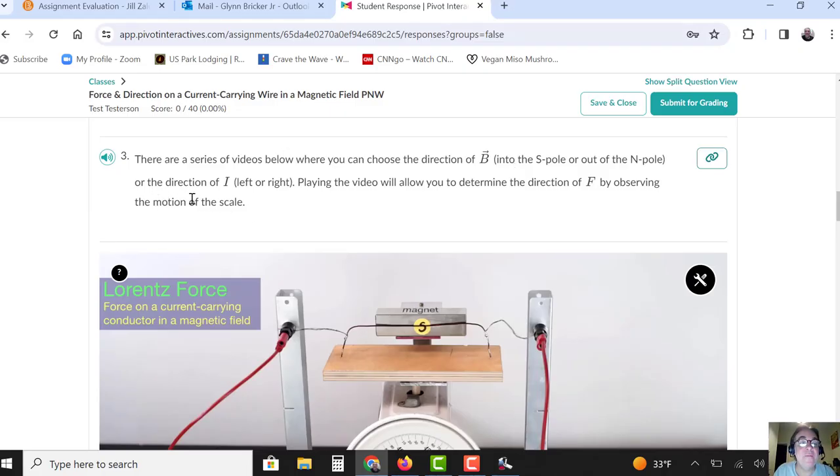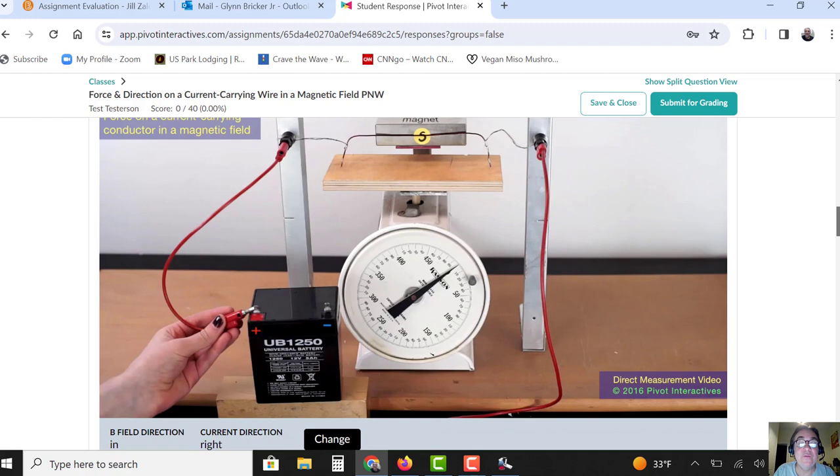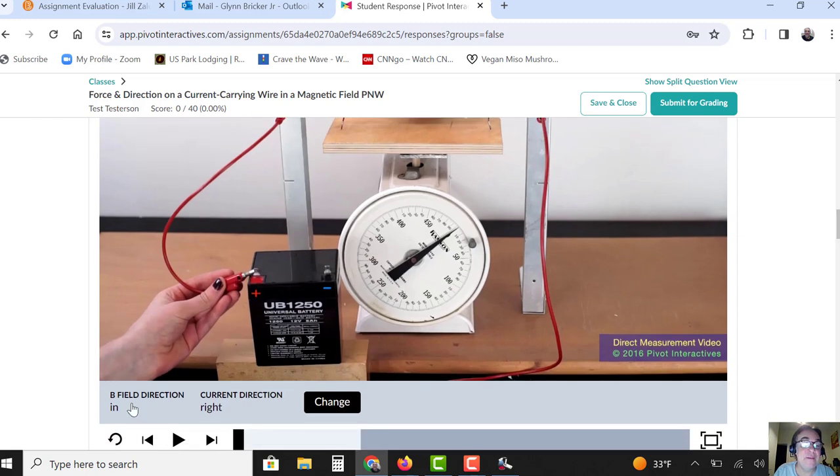Okay, good. So with that in mind, current left to right, we can play the video and determine the direction of the force by observing the motion. So once the person hooks these leads up, current's going to flow, and you're going to see this plate either go up or you're going to see it go down. So right now, the magnetic field is into the page, and the current is moving to the right. So when they tell you to, you can change that around.